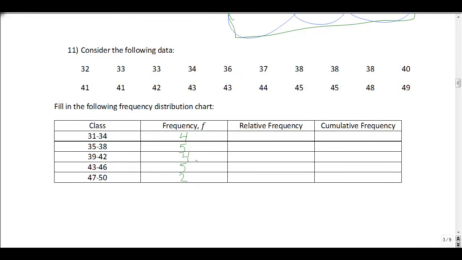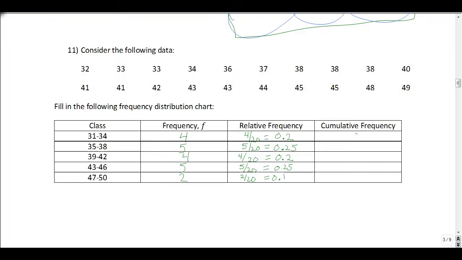Now, because we have 20, our relative frequency here is going to be 4 out of 20. Note that's 1/5 or 0.2. The second category, we had 5 out of the 20. That works out to be a fourth or 0.25. Third category, we again had 4 out of 20. That's 1/5 or 0.2. We then get 5 out of 20 again, which is 1/4 or 0.25. And then 2 out of 20, which is 1/10 or 0.1. So the relative frequency is just the frequency divided by the total number of elements in the data set.